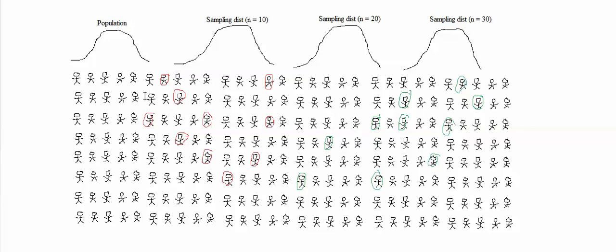Now what if instead of following a normal distribution, the heights of the people in this population follow a skewed distribution, meaning a distribution that's skewed to the left or skewed to the right? Well, then we would see a different pattern in here. And I'll show you what that pattern would look like.